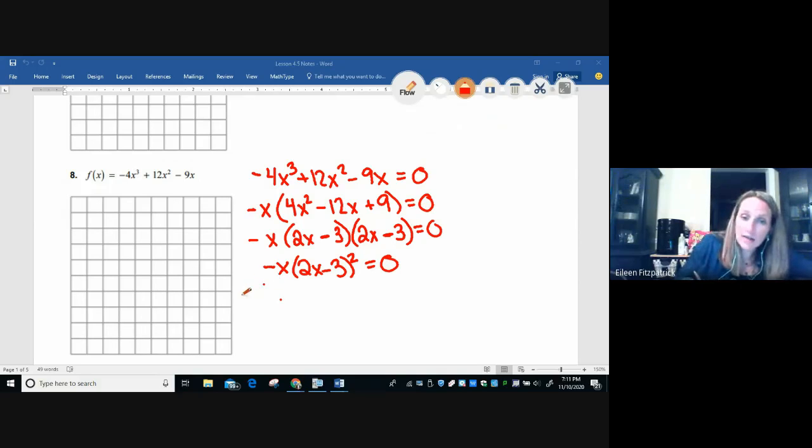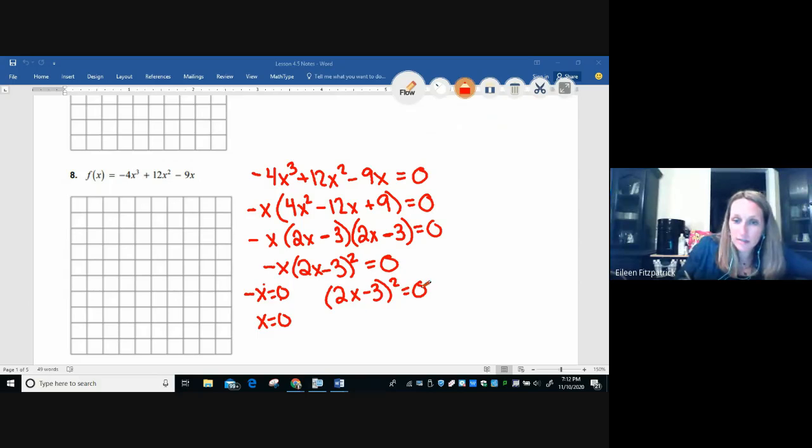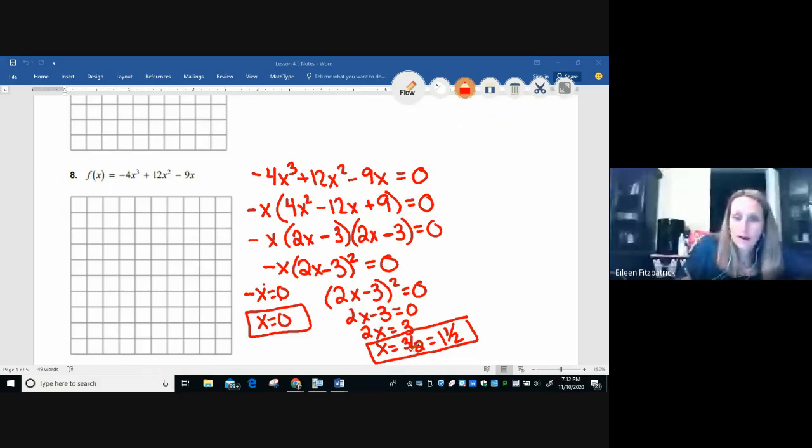All right, so set each factor equal to 0: negative x equals 0, and 2x minus 3 squared equals 0. So I have x is equal to 0. And over here, I'm going to take the square root of both sides. So I'm going to have 2x minus 3 is equal to 0 when I take the square root. Then add 3 to both sides. So 2x is equal to positive 3. Then divide by 2. So x is equal to 3 halves, which is 1.5, which might be helpful for graphing purposes. Okay. So my answers are x is equal to 0 and x is equal to 1.5 or 3 halves.